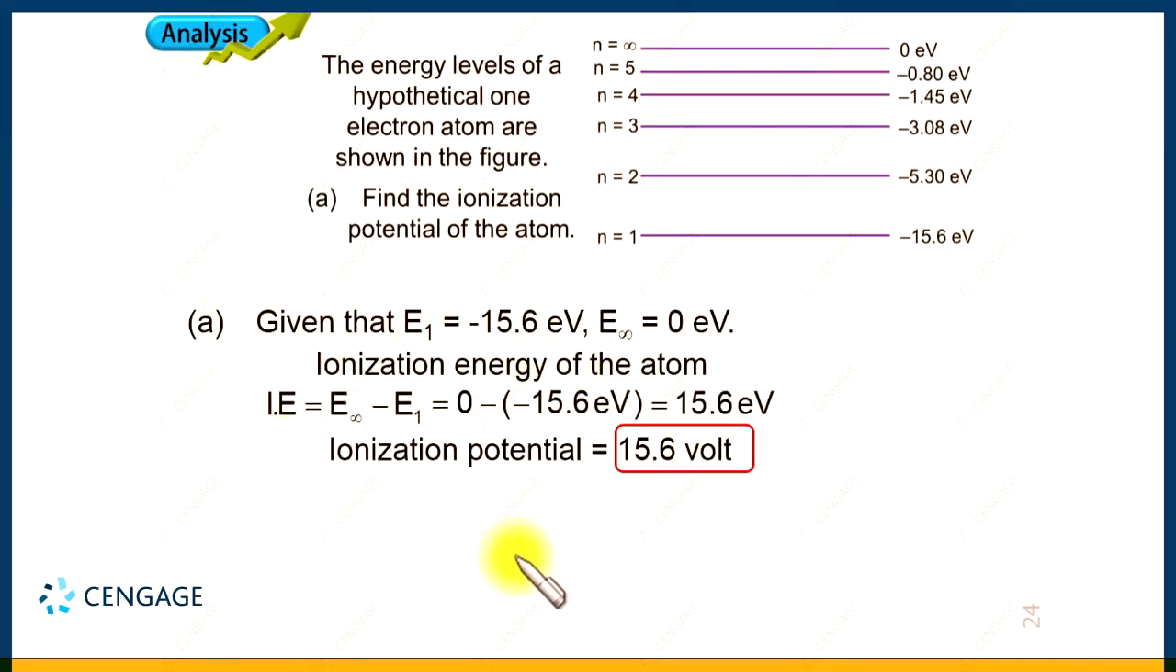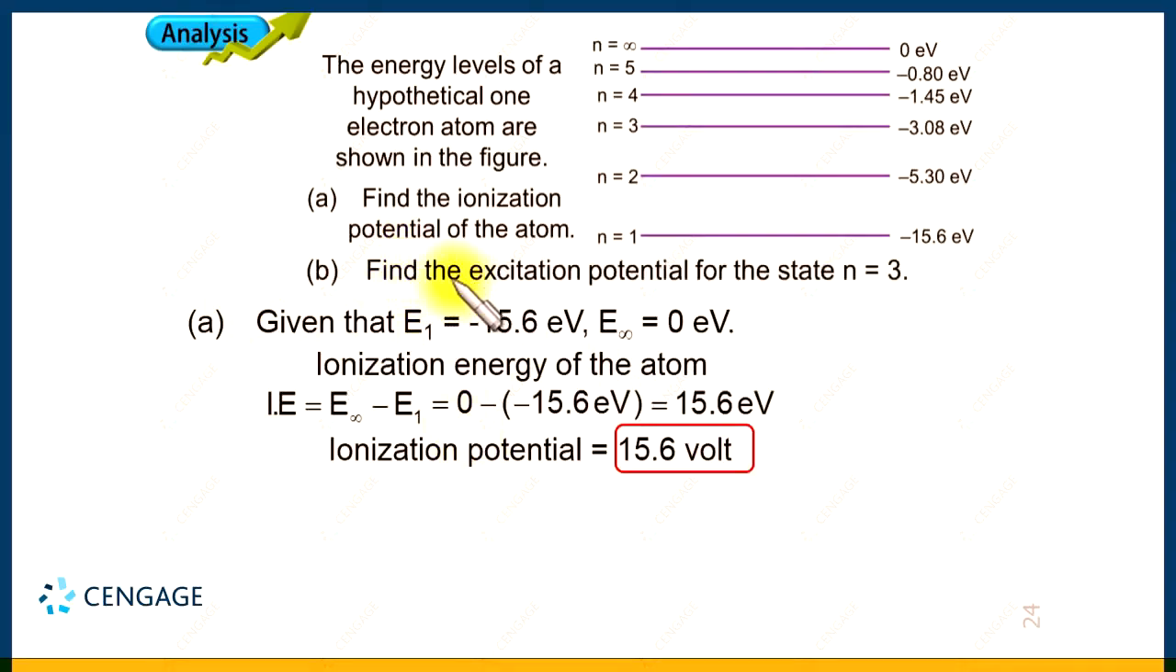Now let us move to the B part, that is, find the excitation potential for the state n equal to 3. Right, for n equal to 3, the energy related with n equal to 3 is minus 3.08 electron volt. And we know excitation energy.